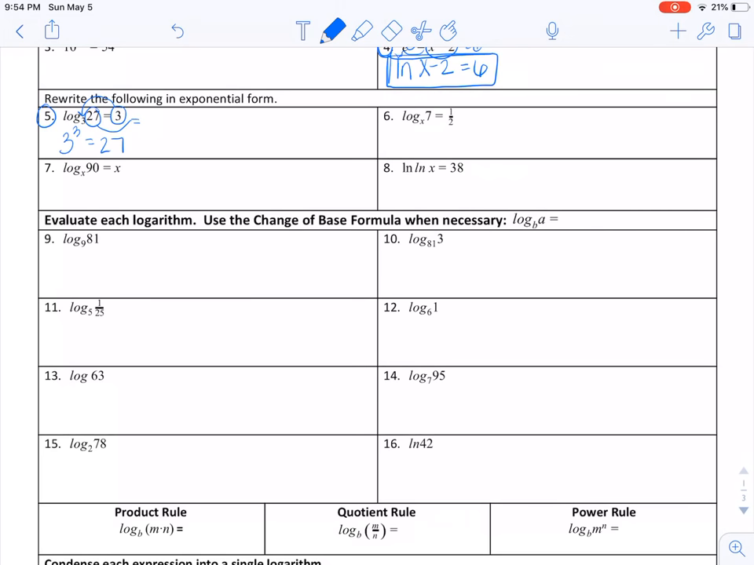Okay, and so if we look at number 8, there shouldn't be two natural logs there. We are going to put it in exponential form, and so that means that we get rid of our natural log and we have e to the 38th power equals x. And so that will be how we write the natural log of x equals 38 into exponential form.